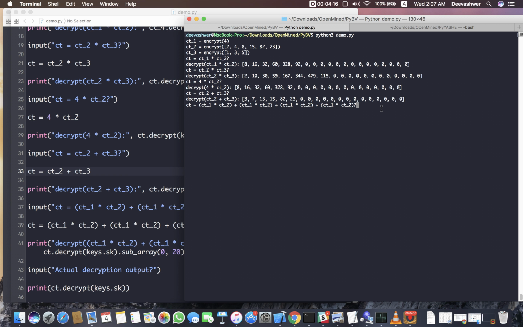I can tell that all of these are decrypting correctly due to these zeros that are appended after the actual decryption result. These would have been garbage had the decryption failed. So this is an example of nested operations. The current implementation only supports one homomorphic multiplication, so that's what I've done here. I'm adding multiple times, but actually there's one homomorphic multiplication going on.